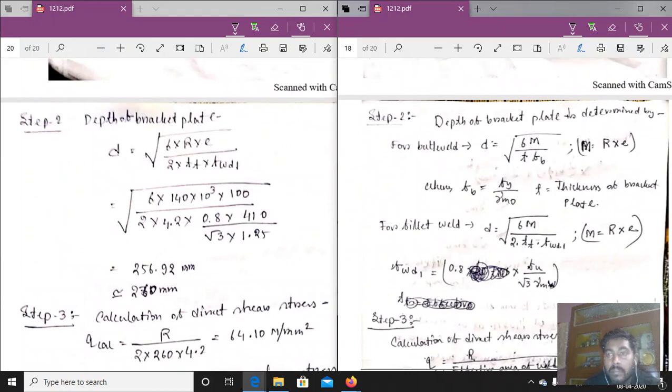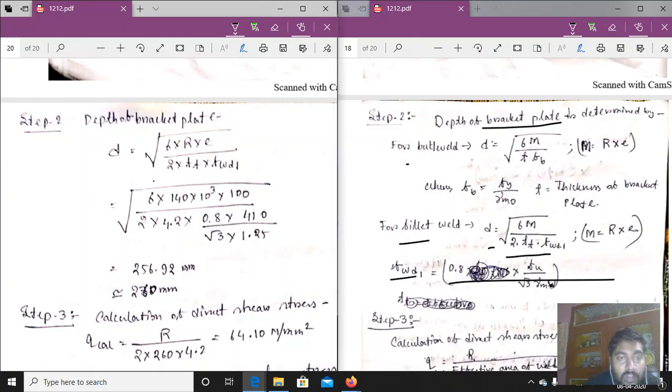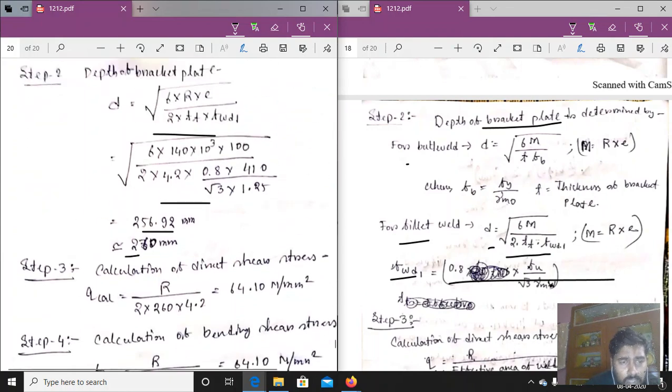Now coming to step number 2. Step number 2 is the depth of the bracket plate. For fillet weld, this is the formula: T is equal to 6M by 2 into TT into FWD1, where FWD1 is equal to that value. Putting all the values here, you can see we are getting 256.9. It can be taken as 260. I am taking 260 mm as the depth of the bracket plate.